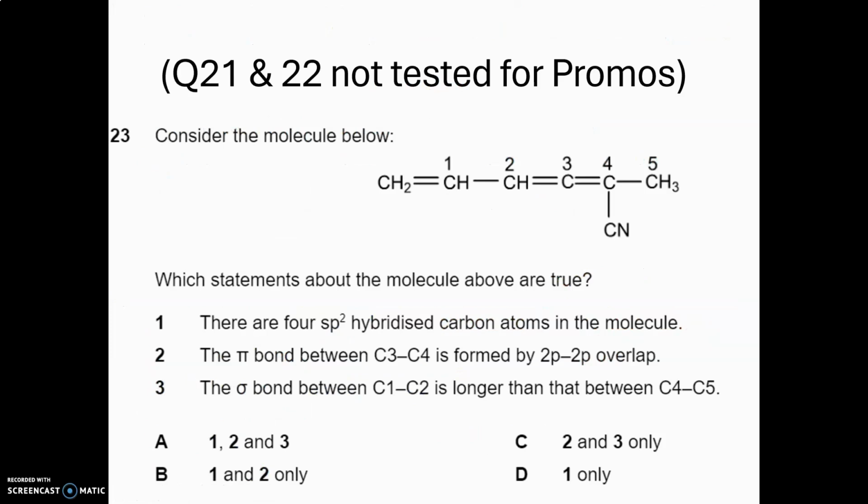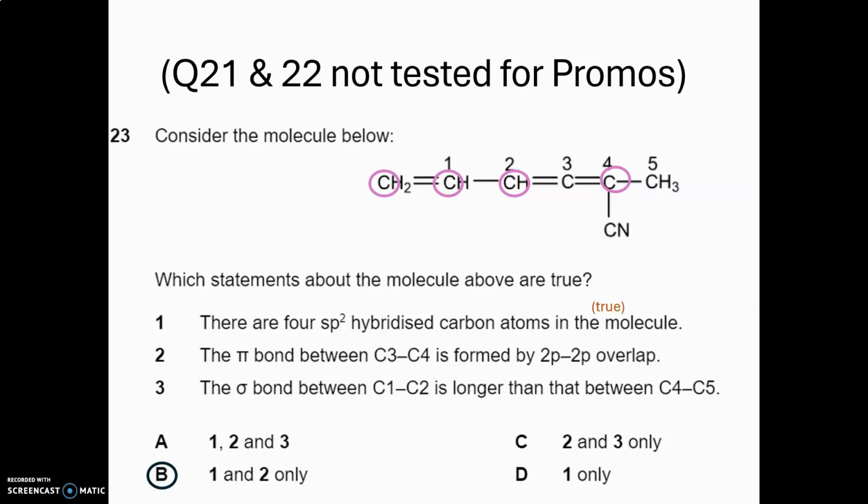Okay, questions 21 and 22 are not tested for promos, so we will move on directly to question 23. With the molecule given below, which statements are true? Answer is B. So statement 1, there are 4 sp2 carbons in the molecule. This is true. The sp2 carbons are circled in pink on the screen.